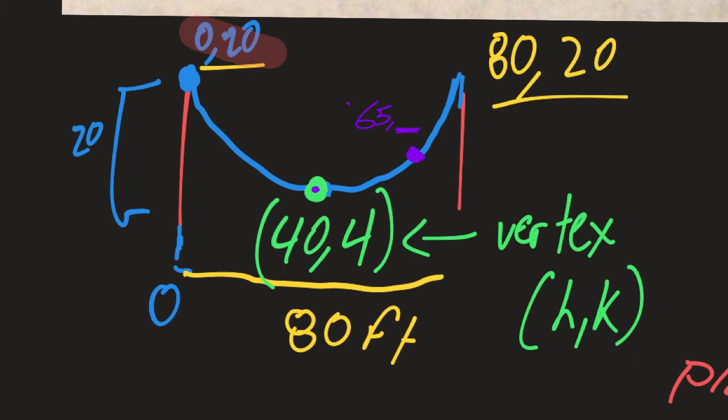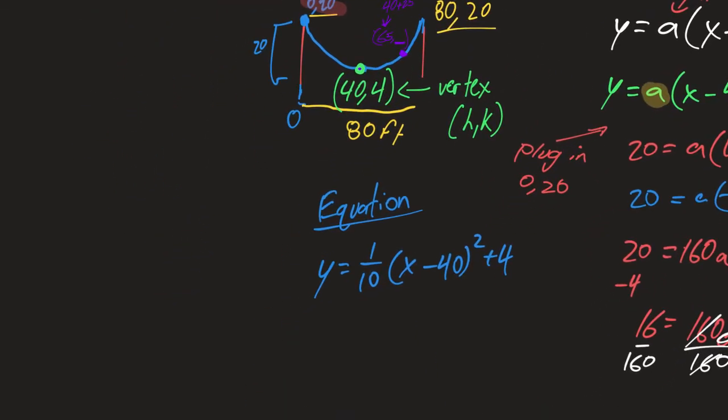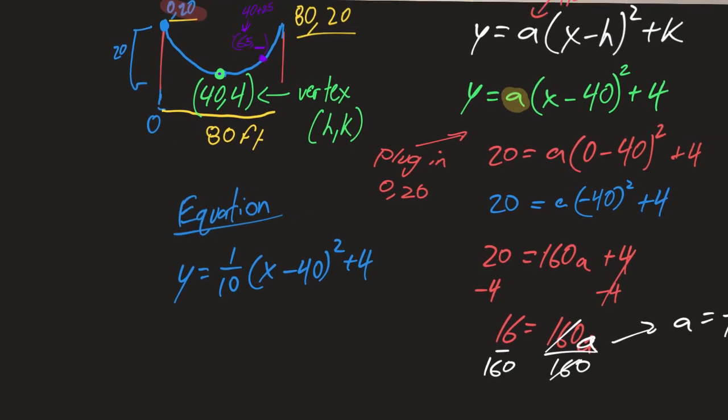65. Okay, so I want to figure out what that y value is. This 65, of course, is 40 plus 25. You could go the other way if you wanted. We could have gone to the left. We'd have been at a different x value, but we would have had the same y value here. Okay, so let's use that to solve along with our equation.